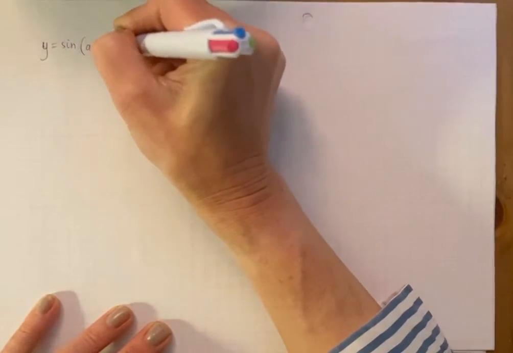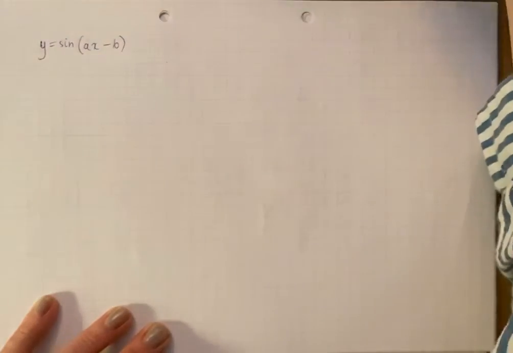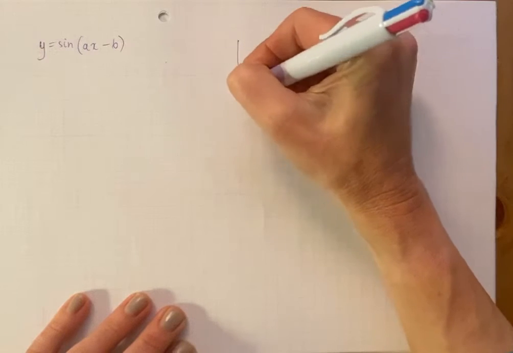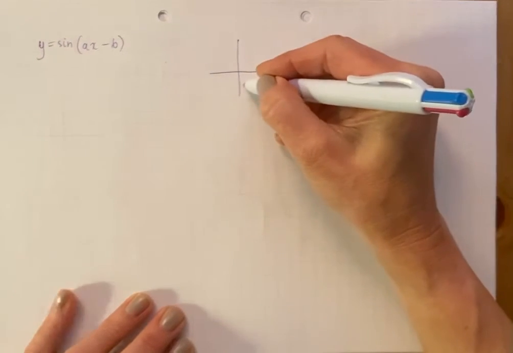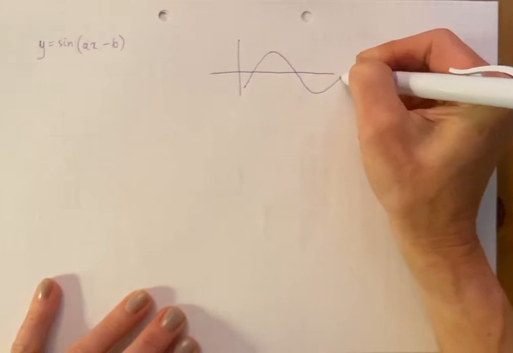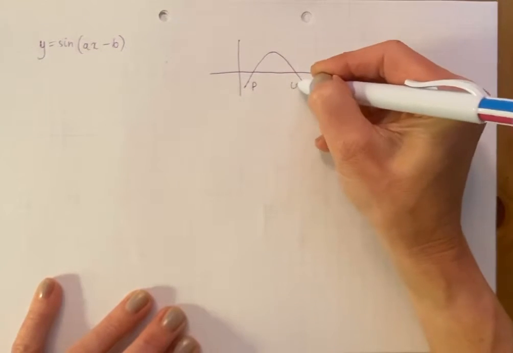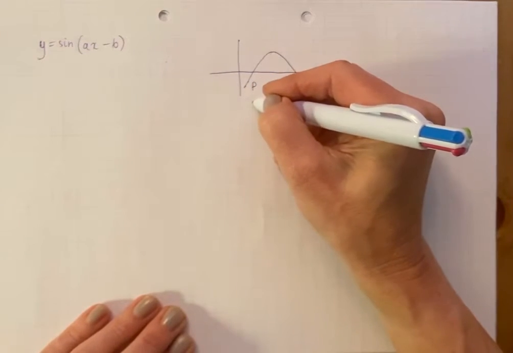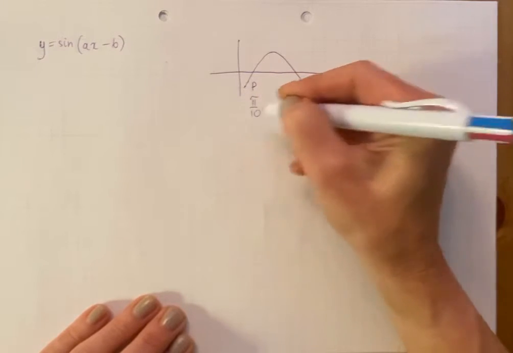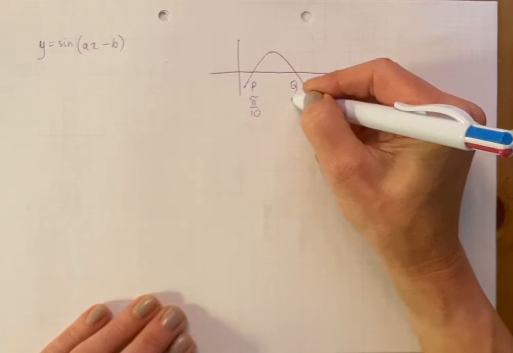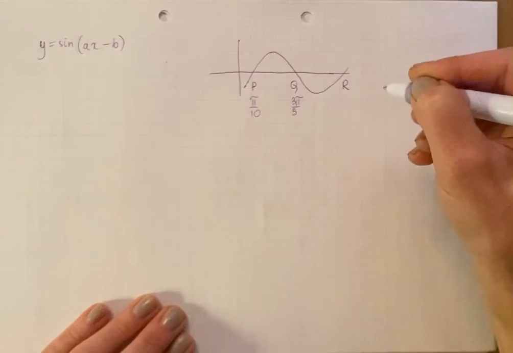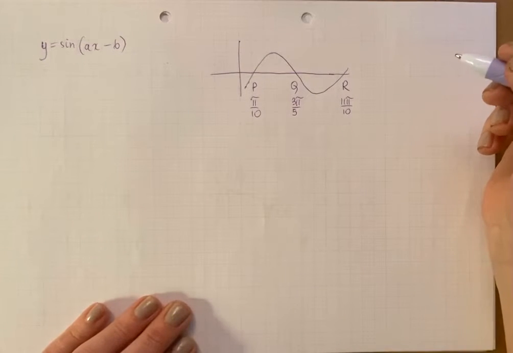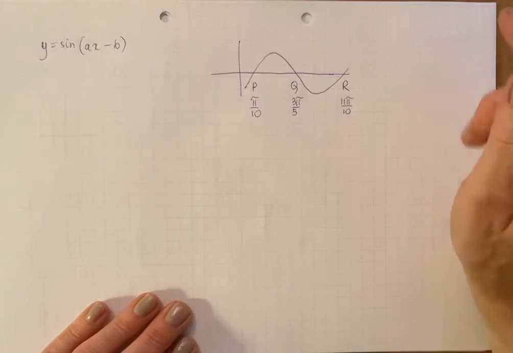You had the equation of the function, which was a sine of ax minus b, and then you had a sketch of the graph of the function, and you know that P, Q, R are the three roots over here. You also know that P is pi over 10, Q is 3 pi over 5, and R is 11 pi over 10. Well, the x coordinates are these. And then you are asked to find the values of a and b.